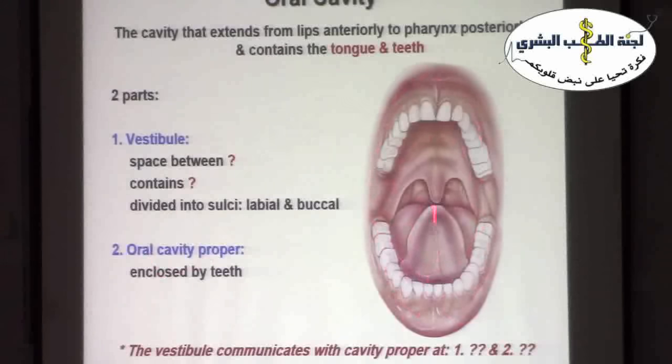Of course, both are parts of the oral cavity, and they communicate with each other. How do they communicate? Behind the teeth, as you see here, behind the third molar, there is a communication between the vestibule and the oral cavity proper. And they also communicate at what we call the freeway space. The freeway space. What is the freeway space?